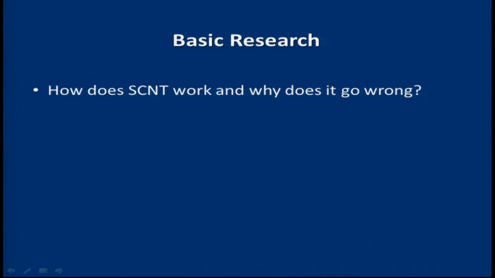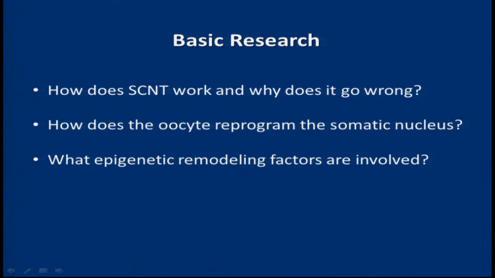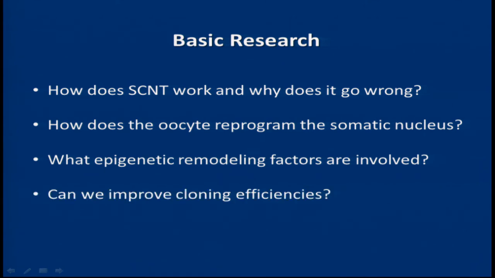So how does SCNT work, and why does it go wrong? How does the oocyte reprogram the somatic cell nucleus? What epigenetic remodeling factors are involved? How can we improve the cloning efficiencies? Because, let's say, somatic cell nuclear transfer works, but most of the time it doesn't.